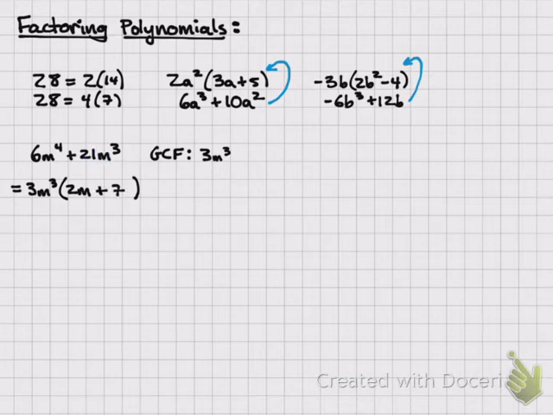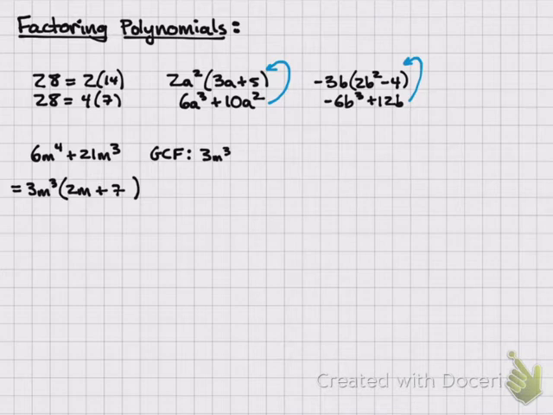And so what we've done is we've taken this original polynomial and we used its greatest common factor to what we call factor it out. And this is the factorization of this polynomial, because if you were to multiply 3m to the third by 2m, we get 6m to the fourth. If we multiply 3m to the third by 7, we get 21m to the third. All right, let's do another example.